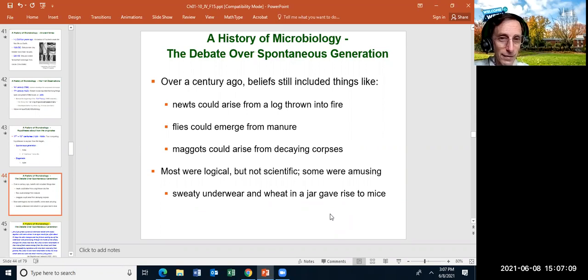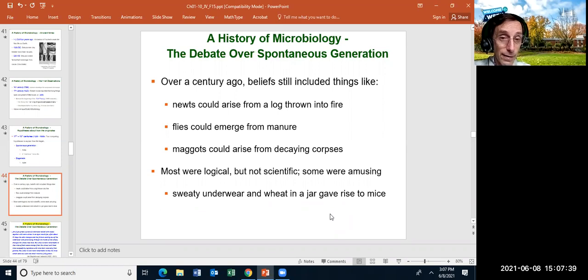Any questions about that? Meaning, I don't believe that newts spontaneously generate from a log and fire. Another example was they noticed that flies could emerge from manure, and people would say, spontaneous generation. And in the early days, they really had no proof one way or the other about that one.